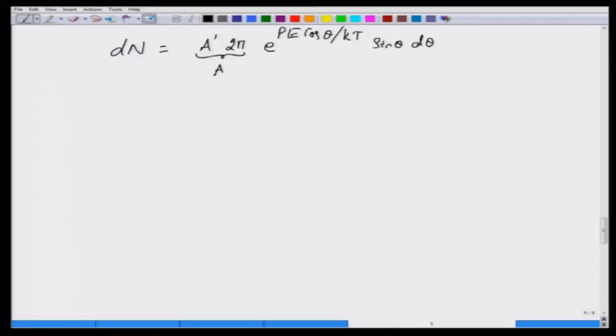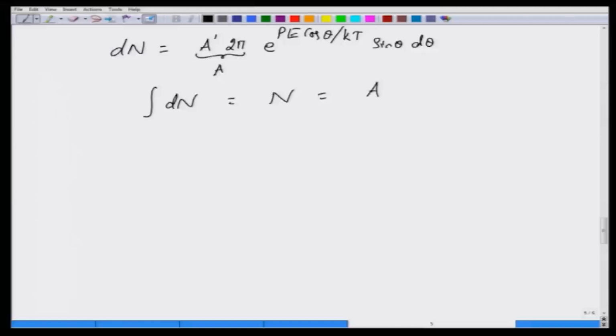And how do I obtain A? I know that I am considering matter, there will be a certain total number of molecules or total number of dipoles that would be present, right. The total number of dipoles would be obtained by simply integrating this dn, right. So, if you do that, you are going to get the total number of dipoles in the matter that I am considering. So, you carry out the integration, left hand side was integral over dn, right hand side will be integral of theta from 0 to pi. So, integrate that one, you are going to get the value of A.